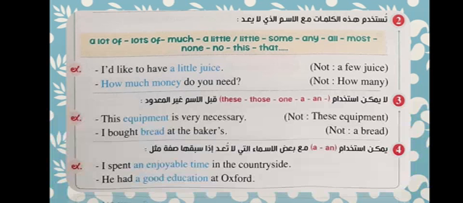When you put an adjective with some uncountable nouns, you can use a or an, because when you put an adjective before them, you make them distinctive from other nouns. So when you make them distinctive, you make them unique, and then you make them something totally different from the other, so you can deal with it as a singular noun. For example, I spent an enjoyable time in the countryside. He had a good education at Oxford.